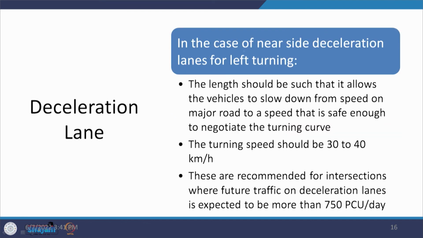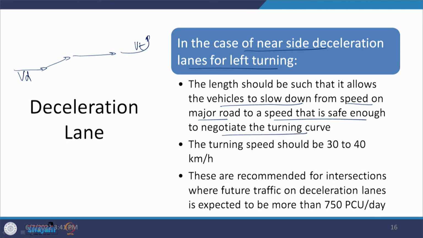Now, in the case of near side deceleration lanes for left turning, you are coming from through traffic, you take a turn, go into it and then take a left turn. So, this is what we are talking about. The length should be such that it allows a vehicle to slow down from a speed on the major road, which is Vd, to V turning, a speed that is safe enough to negotiate the turning curve. The turning speed should be 30 to 40 kilometers per hour at least. Usually we should talk about this at the minimum level.